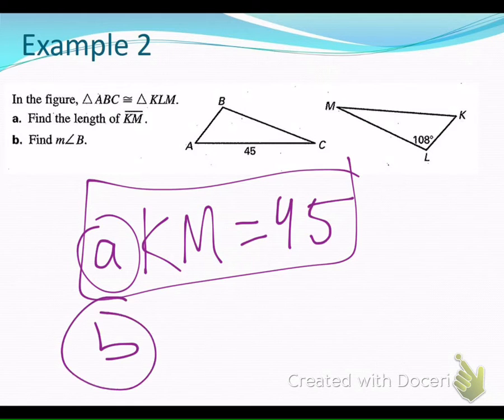Part B asks me to find the measure of angle B. So the measure of angle B is in the middle here. So it would be corresponding with the middle letter on the second triangle. So angle L, do I know the measure of angle L? 108. Good.